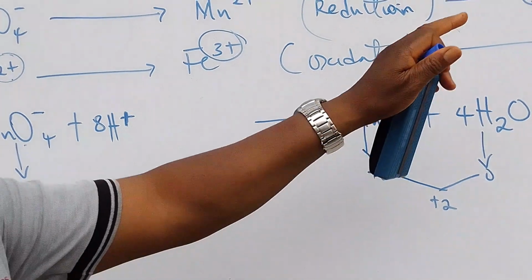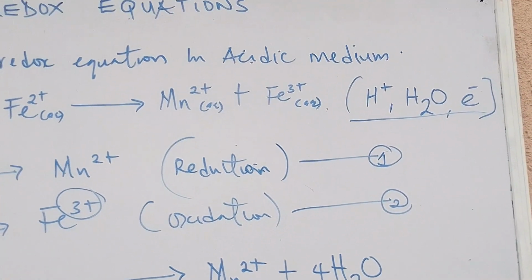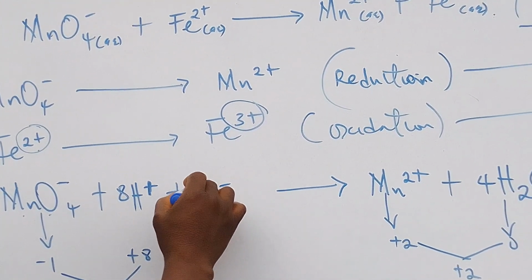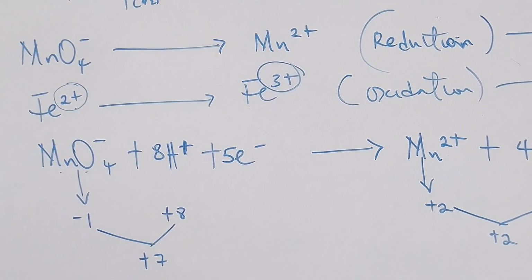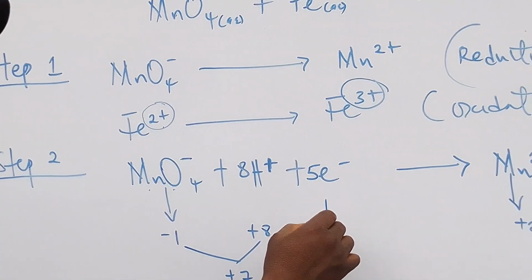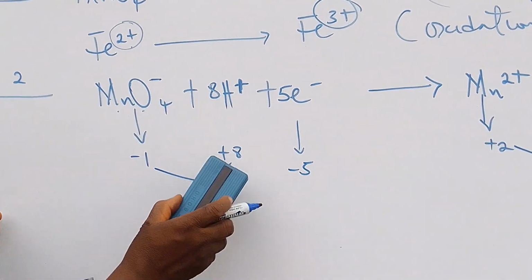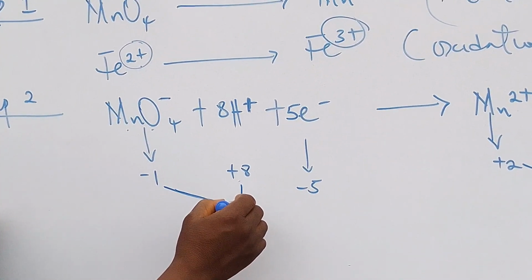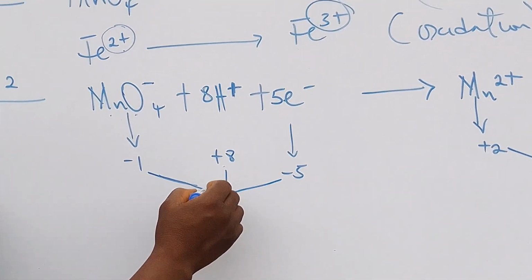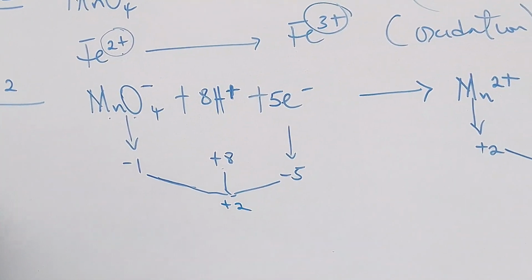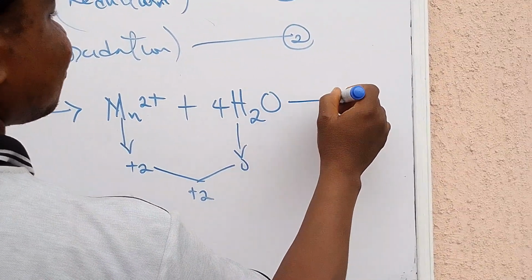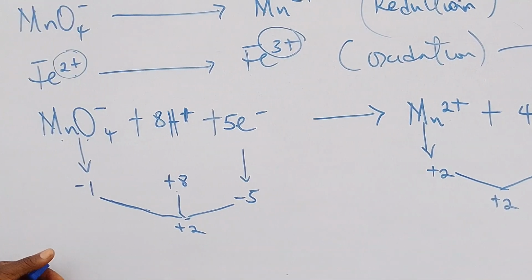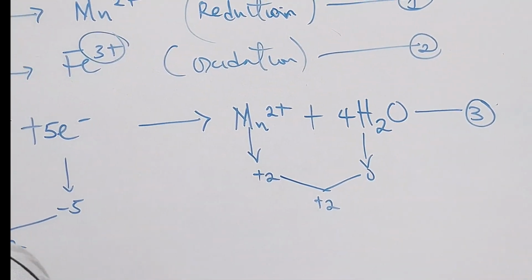We need to add electrons appropriately. An electron is negative, remember. Since an electron is negative, we are going to add it to the left-hand side. I have 5 electrons, so here now I have -5. If I add all together, -1 +8 and -5 gives me +2. This equation is balanced both atomically and in terms of charges, ionically. We call that equation 3.